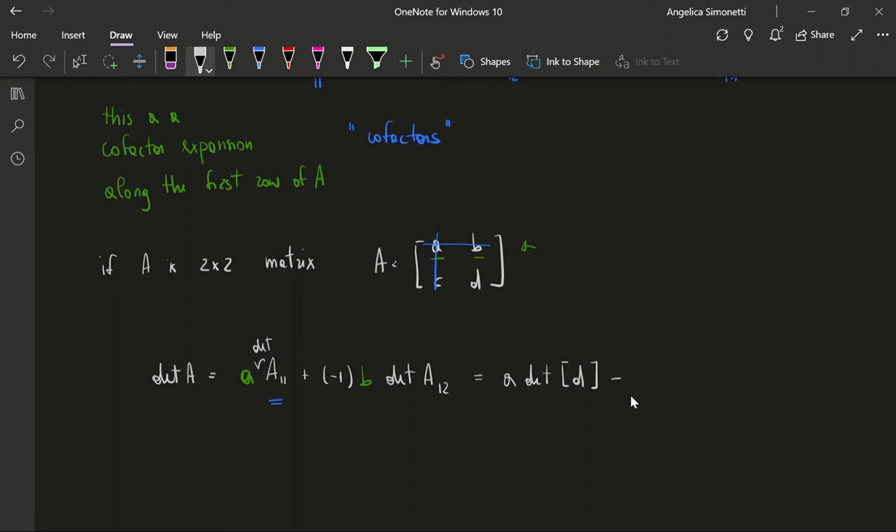And then I have a minus B, and now I need to get the matrix which I obtain removing the first row and the second column. So what's that going to be? Well, it's going to be C, okay? Determinant.